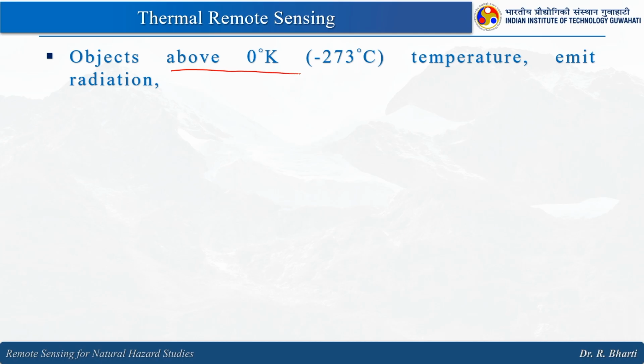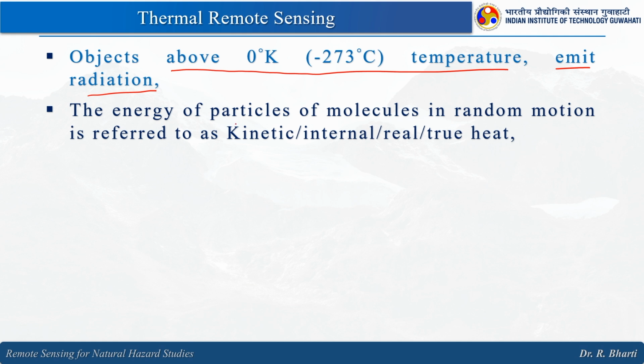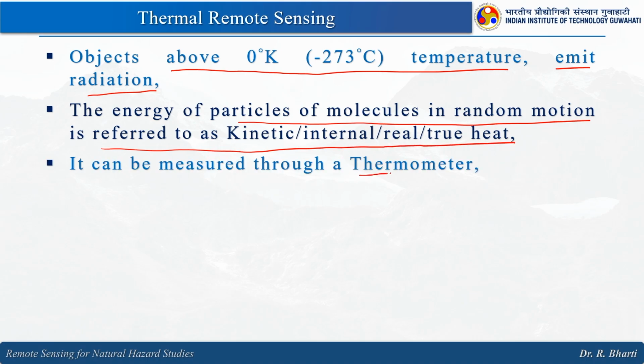Now, we will try to understand why actually a particular material emits, right. An object above 0 degree Kelvin temperature emits radiation, any object, right. The energy of particles of molecules in random motion is referred to as kinetic, internal, real or true heat, right. It can be measured through a thermometer.